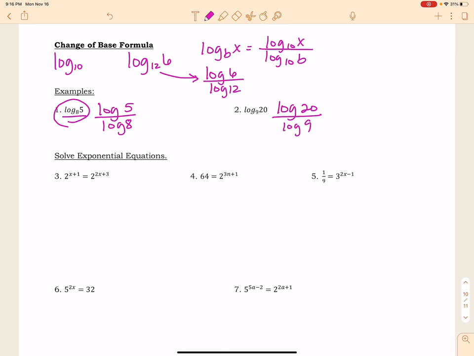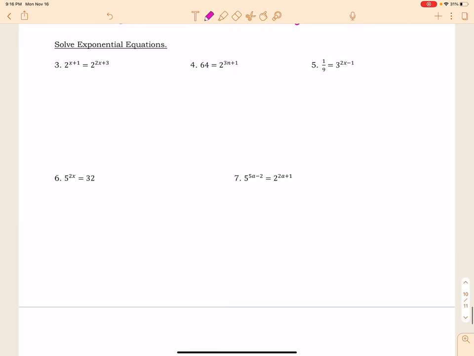So that's just a little, you're not going to need that very much in on level, but I just wanted you to see the change of base formula. Okay, and that leads us on to solving exponential equations. Okay, these can get a little tricky.